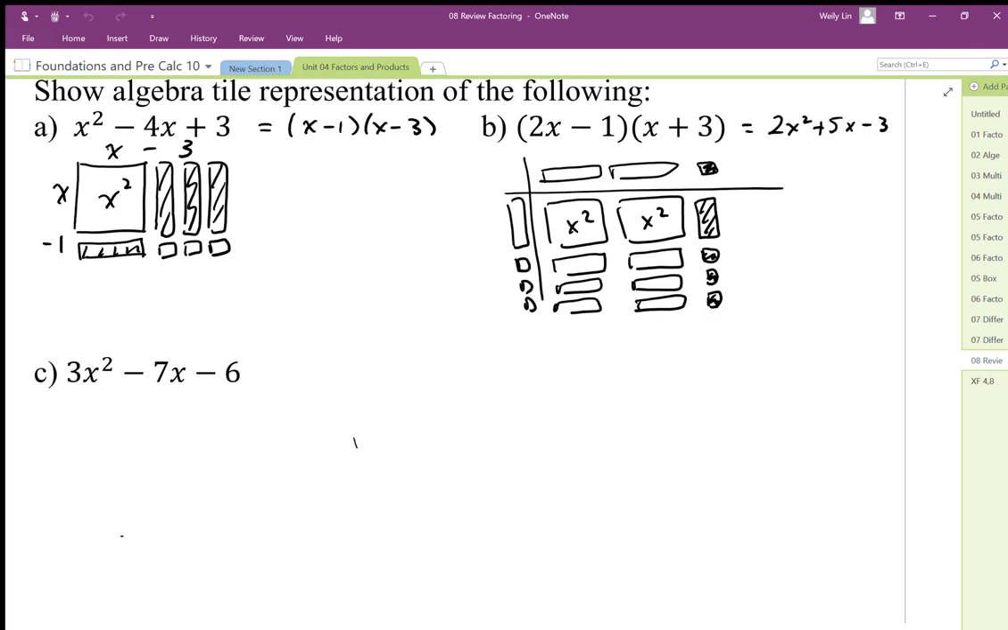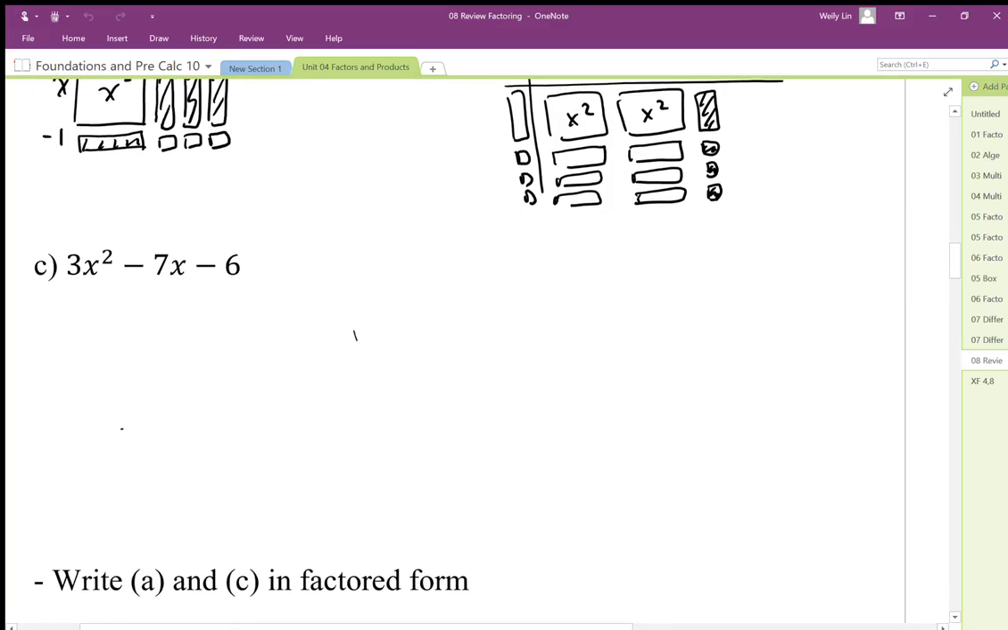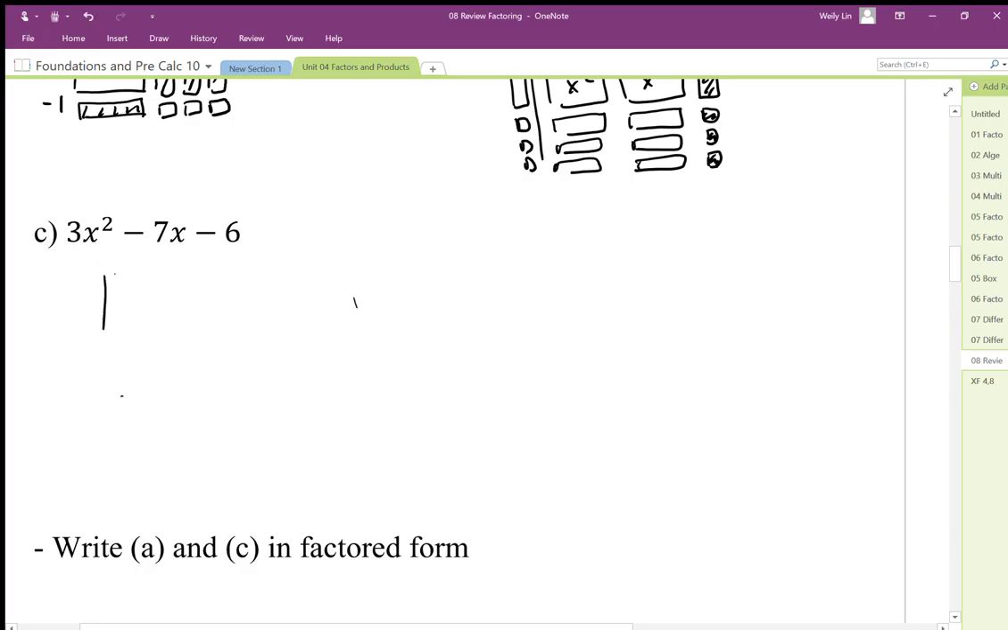To show the algebra tile representation for 3x squared minus 7x minus 6, we want to arrange the 3x squareds together. Okay, and then we're going to have to arrange the 7x's, negative 7x's, and the minus 6. So we have a sum of negative 7x, so we know that's made up of two parts of these diagonals, and we have the negative 6 here.